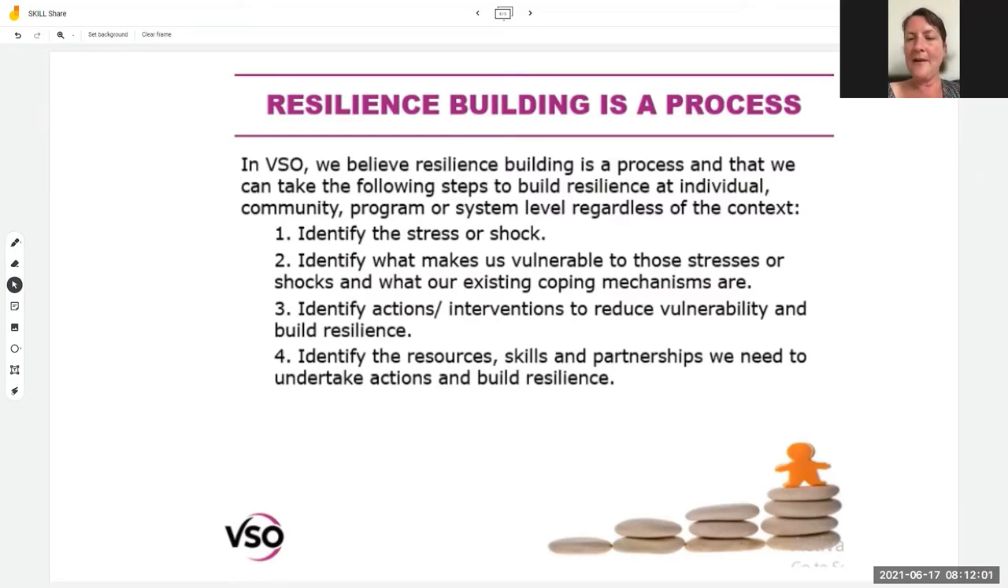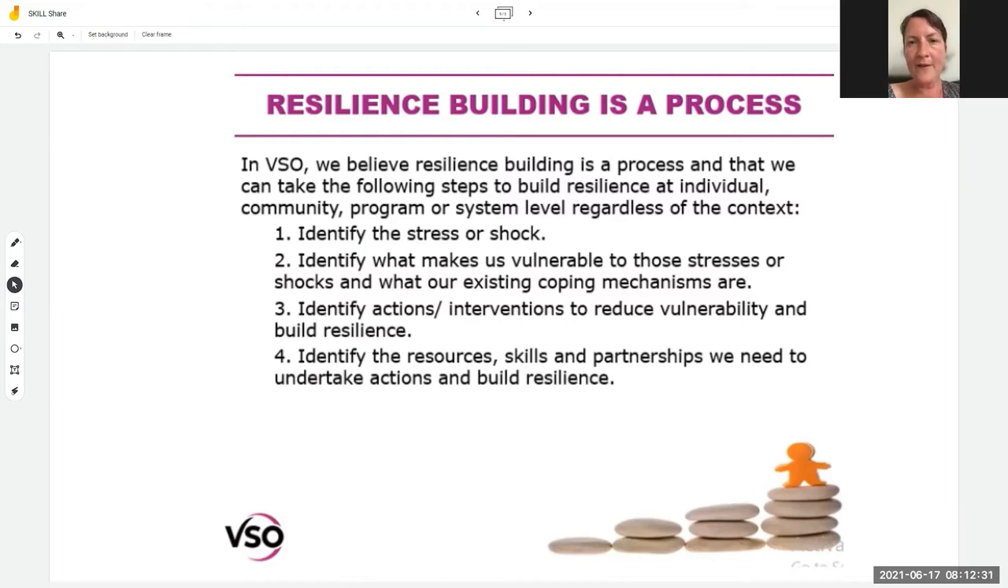The second step is identifying what makes us vulnerable or what makes our community vulnerable to that stress. And we'll be teaching you and sharing with you how to do that. And the third step is about identifying the actions and the interventions needed to address that vulnerability and to build resilience. And then fourth, resilience is all about partnership. We can't do it on our own. So identifying the resources, the skills and partners that we need to work together to build resilience.